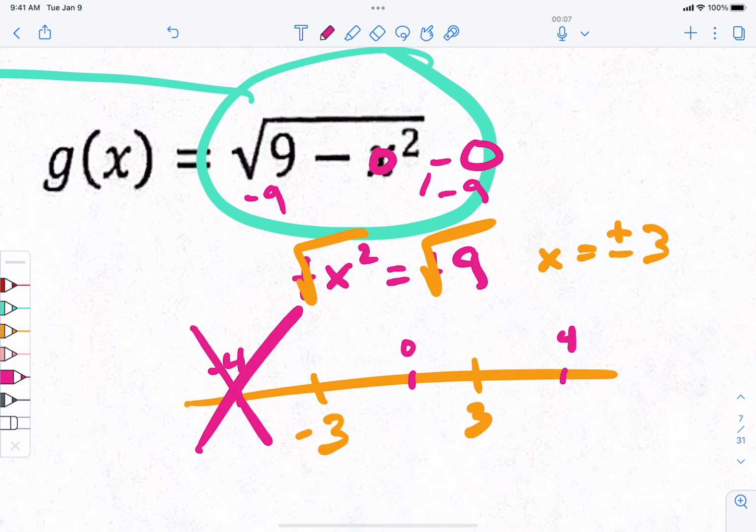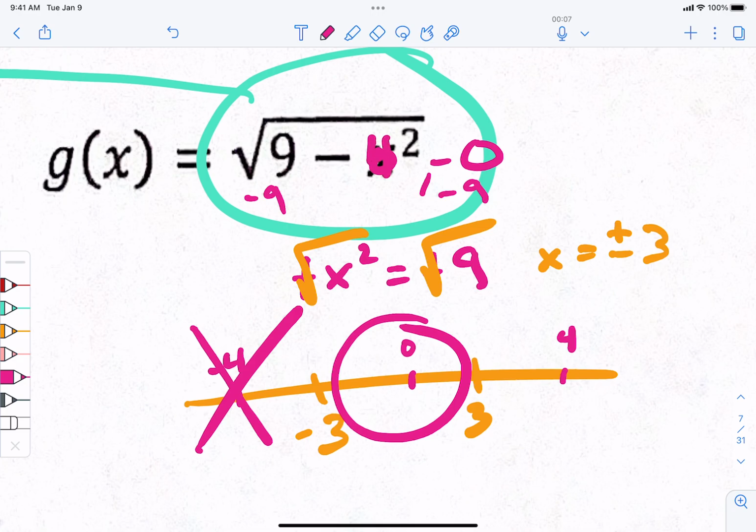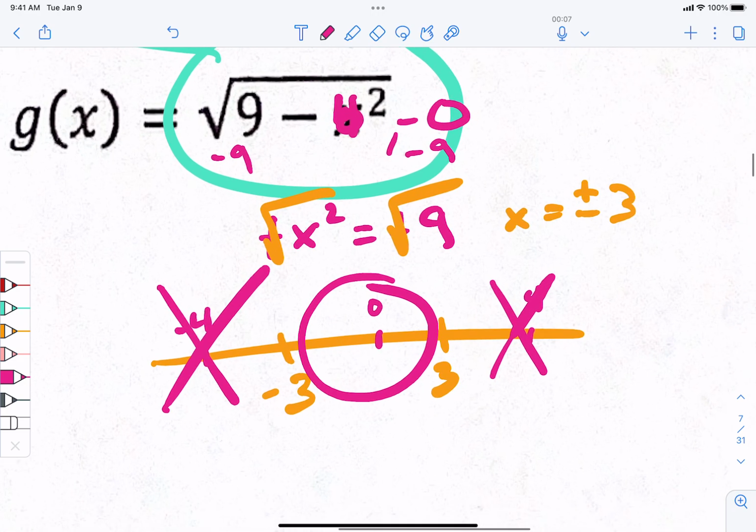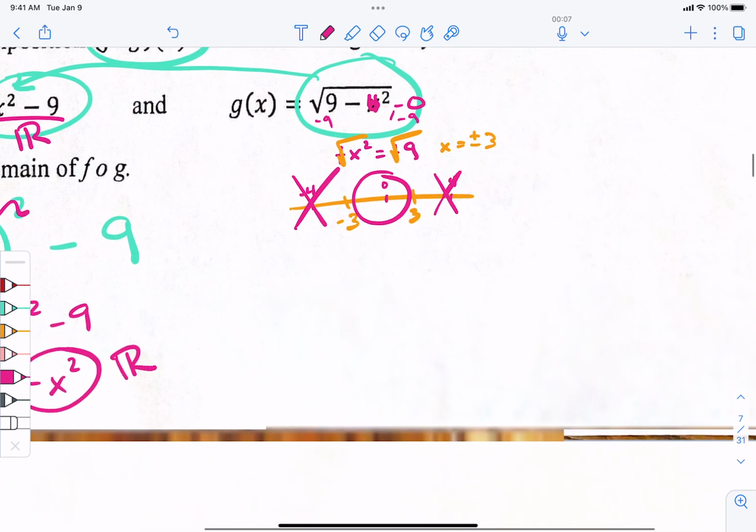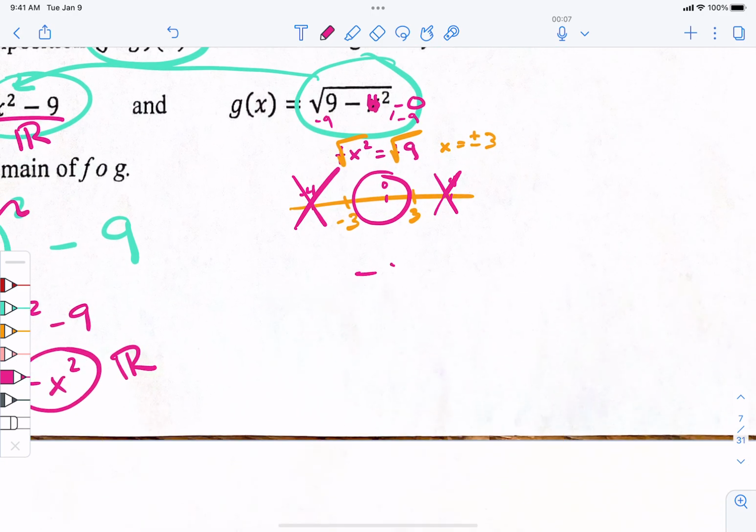If you plug 0 in, 9 minus 0 squared is 9, and that works, right? If I plug 4 in, 4 squared is 16, 9 minus 16 is negative, so that does not work, okay? So the domain for this is negative 3 to 3. If I use interval notation, is it brackets or parentheses? Brackets, because I can include negative 3 and 3.